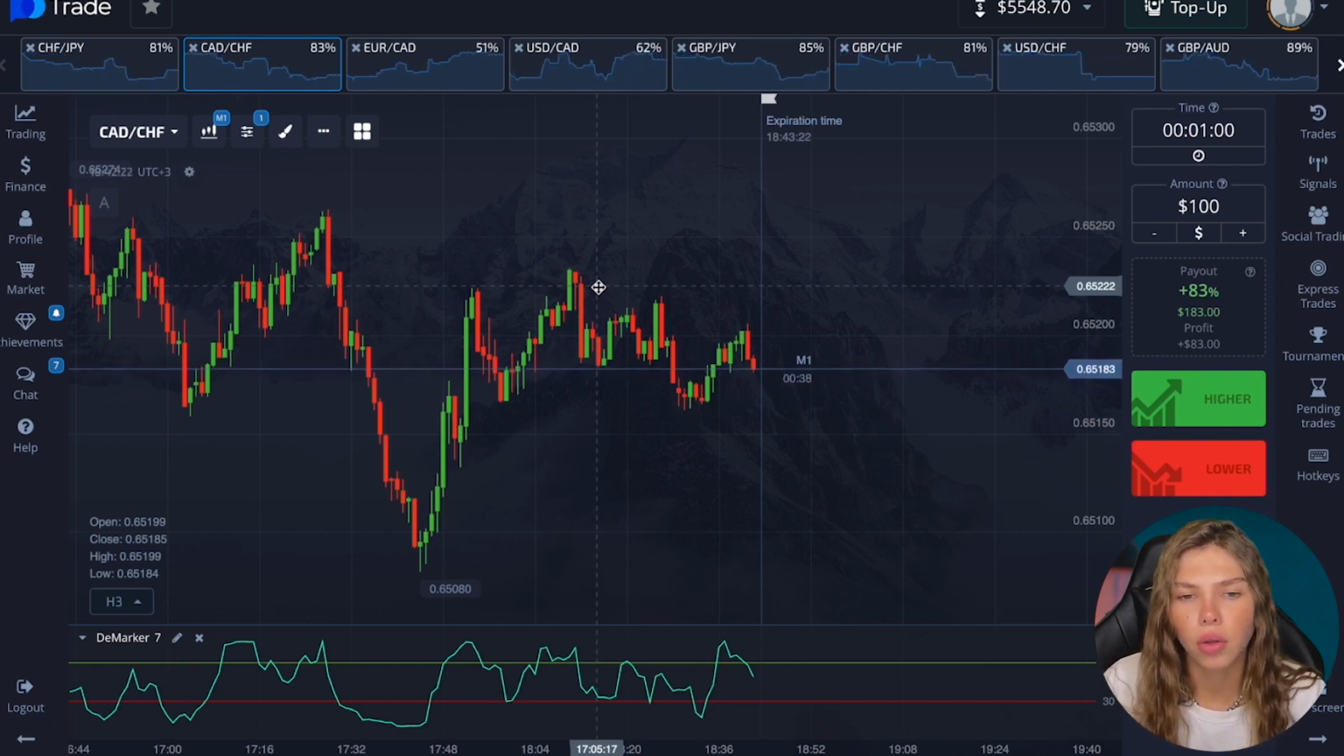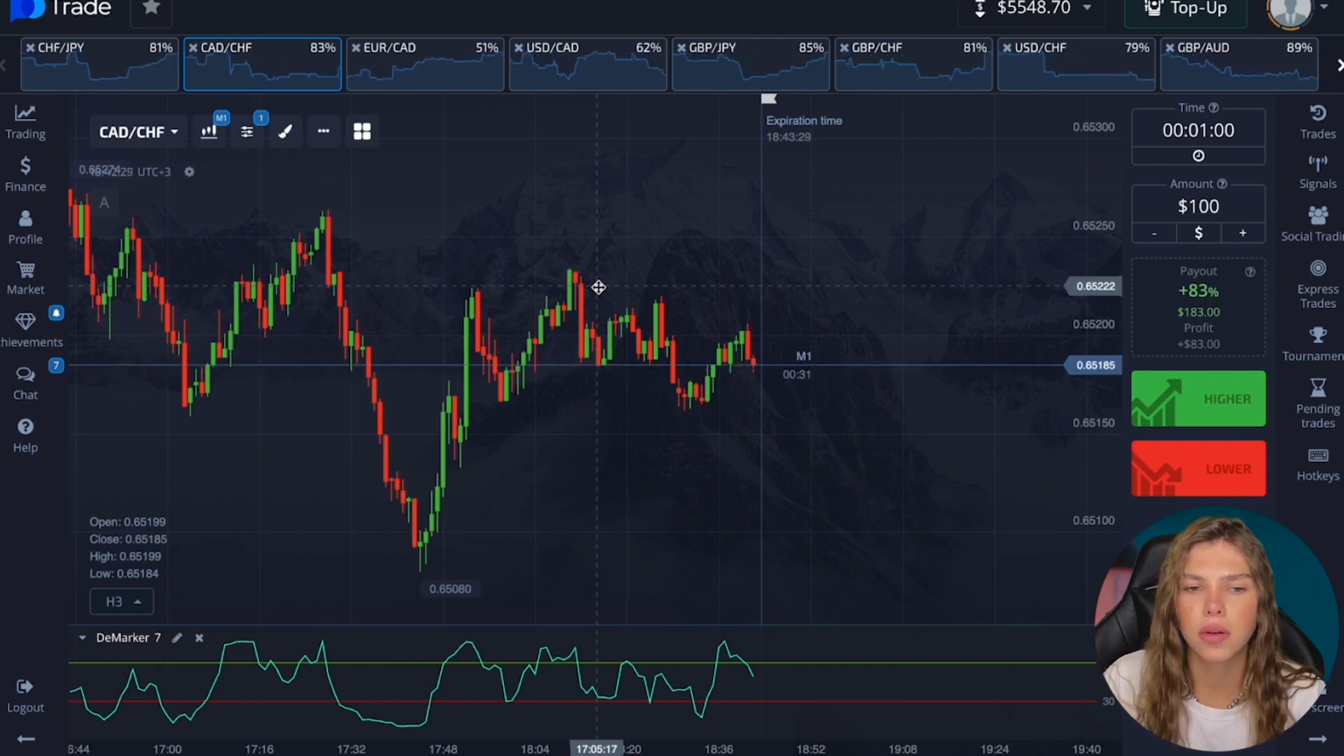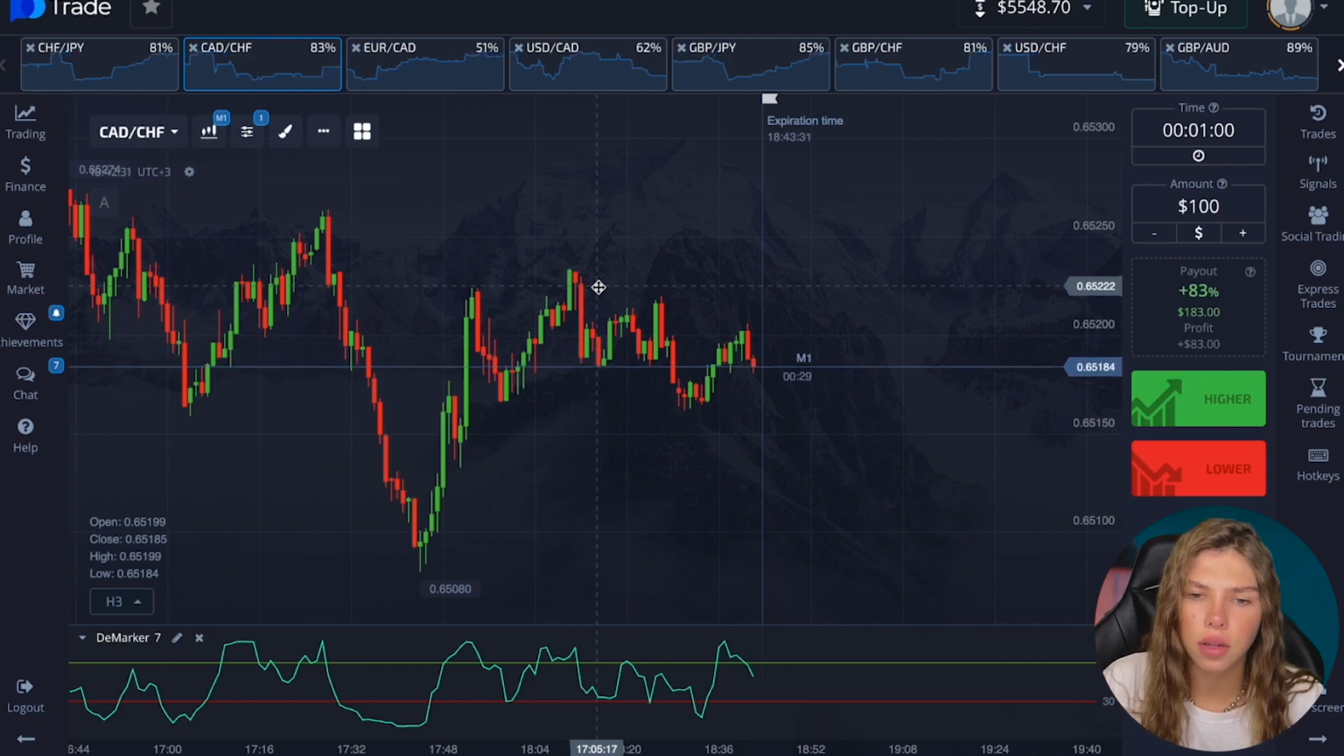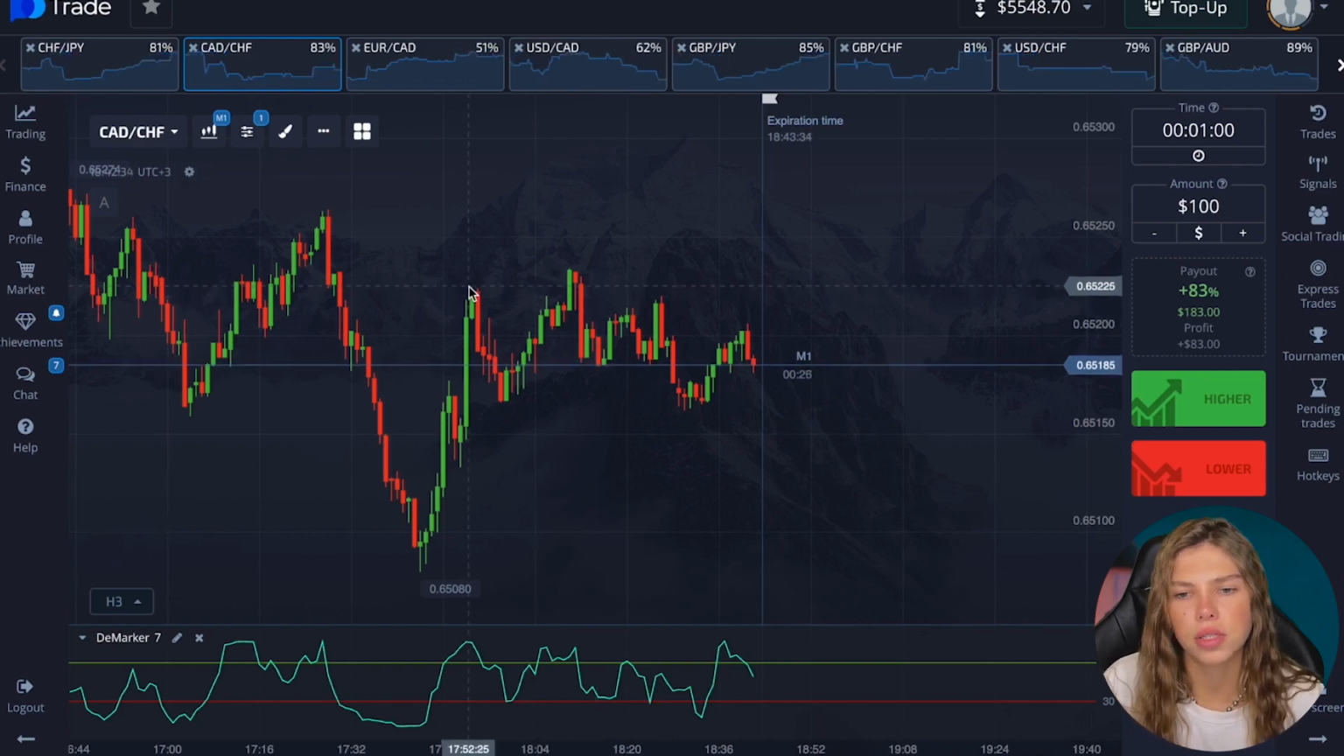The DeMarker can already give a signal against the trend, and this is one of those indicators that can do this. There are several of them. I will always talk about such indicators.